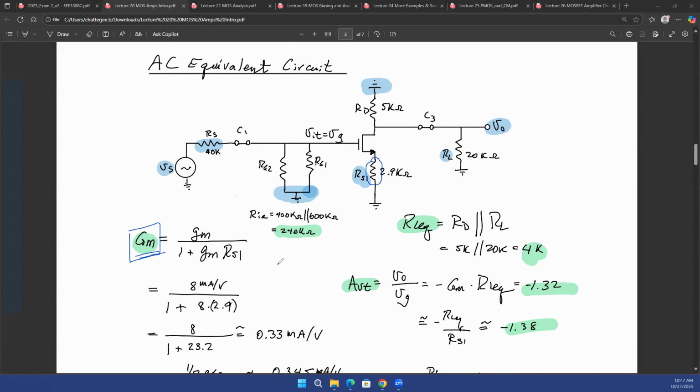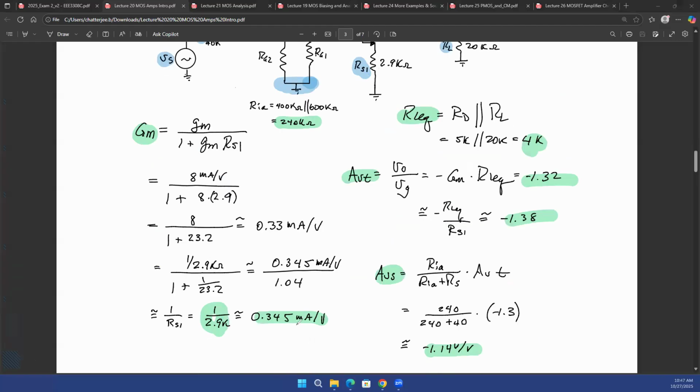And that is the same as your exam problem, just the numbers are probably different. And you found out your uppercase GM. The uppercase GM turned out to be about 0.34 milliampere per volt, whereas the lowercase GM was 8 milliampere per volt. And that is why we say that the GM has been degenerated. It has been reduced from the GM of the MOSFET.